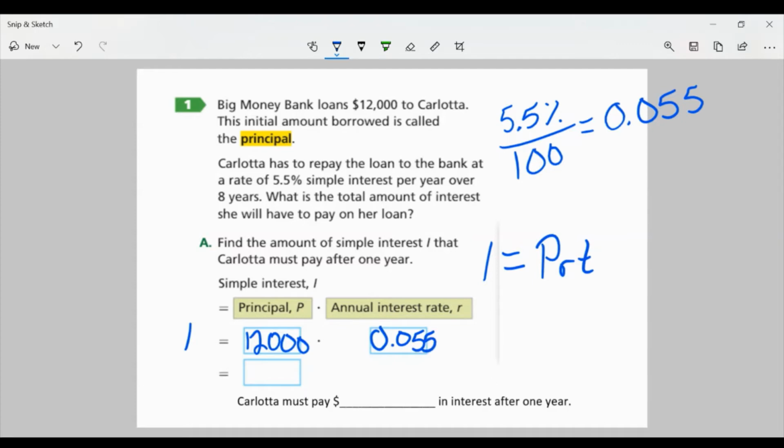Now, when we multiply these, we will get 660. Now, if you notice, what we're missing in here is times T, right, for time. But it's after 1 year. That's what we're looking at. So this would technically be times 1. And anything times 1 is going to stay itself. So that's kind of why they didn't add it to this. But our answer for part A, Carlotta must pay $660 in interest after 1 year.